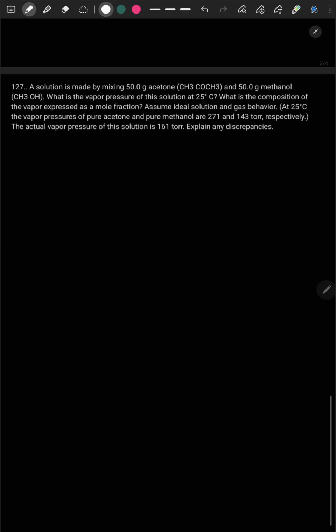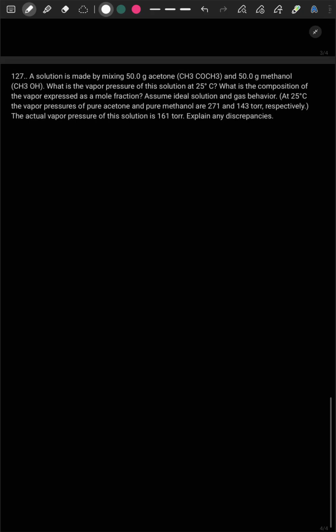So continuing on to the last one, number 127. A solution is made by mixing 50 grams of acetone and 50 grams of methanol, CH3OH. What is the vapor pressure of the solution at 25 degrees Celsius? What is the composition of the vapor pressure as a mole fraction? Assume ideal solution and gas behavior. At 25 degrees Celsius, the vapor pressures of pure acetone and pure methanol are 271 and 143 torr, respectively. The actual vapor pressure of the solution is 161 torr. Explain any discrepancies.